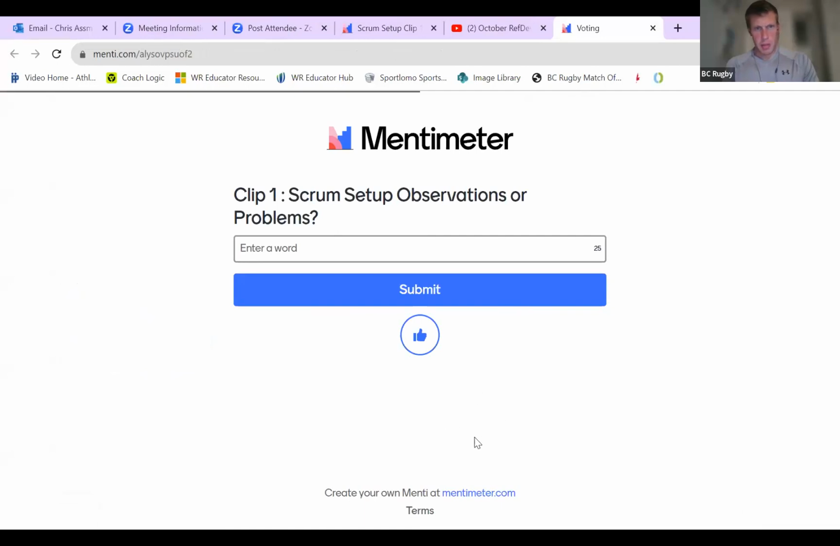So you should be able to see, if you click on that link or tap on that link directly, it will ask you to enter a word for Scrum 1, or clip 1, I should say. Don't do so right away. I will pop it up on my screen. If you want to watch it on your own screen, you can.